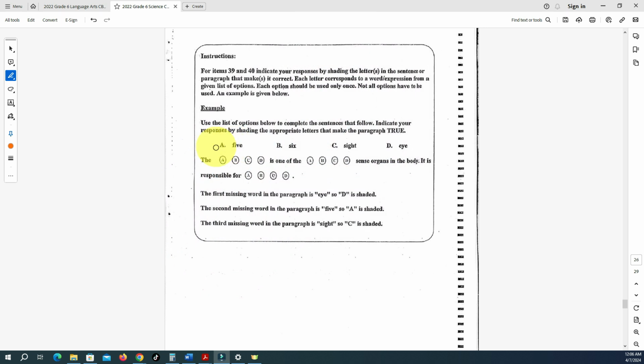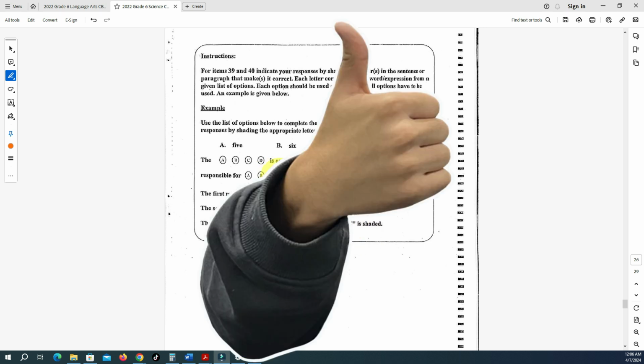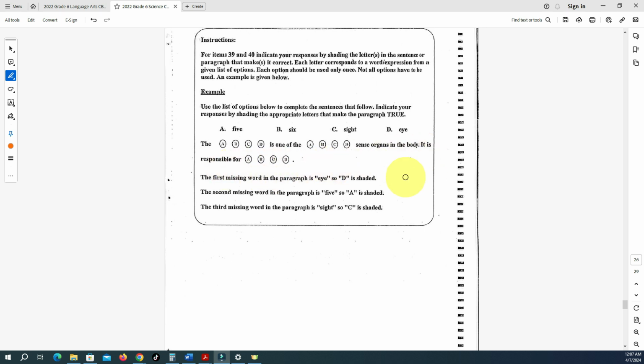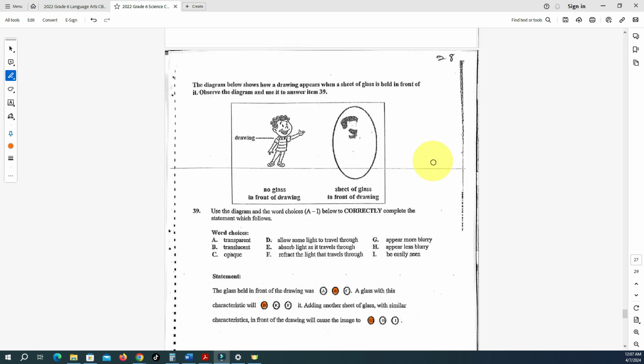I already read that. So which one is it? A, B, C, or D? It's showing down here. So D shaded, it says the I. The I is one of what comes next? A, 5, and then it says C, so sight. So it's I, 5, and sight. So the eye is one of the five sense organs in the body. It is responsible for sight. Okay, cool. All right, let's move on.